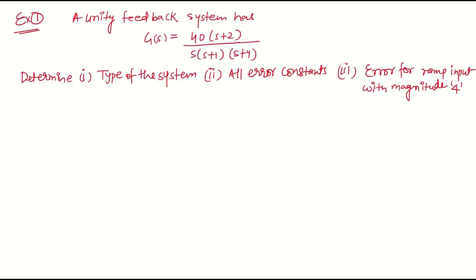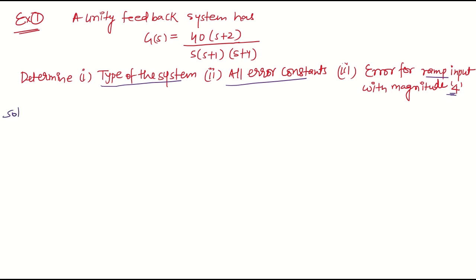Let us consider this example. In this example, a unity feedback system is given with G(s) equal to 40(s+2) divided by s(s+1)(s+4), and for this system we first need to tell what is the type of the system, and then calculate all the error constants and the error for the ramp input with magnitude equal to 4.